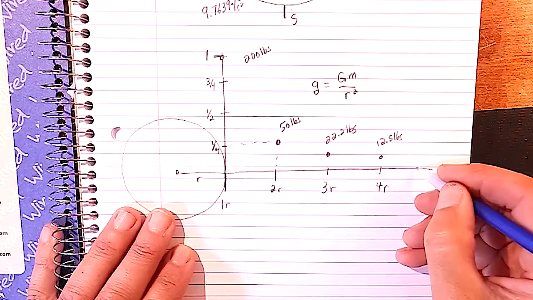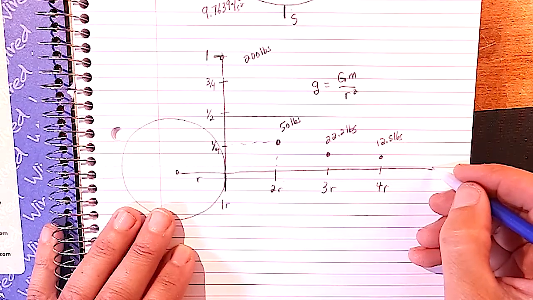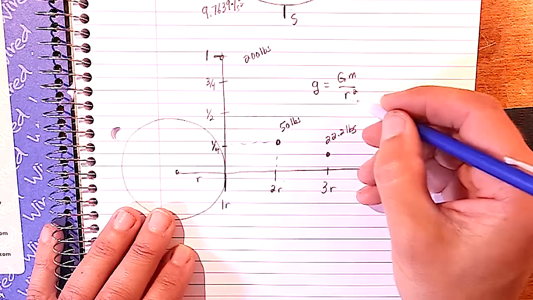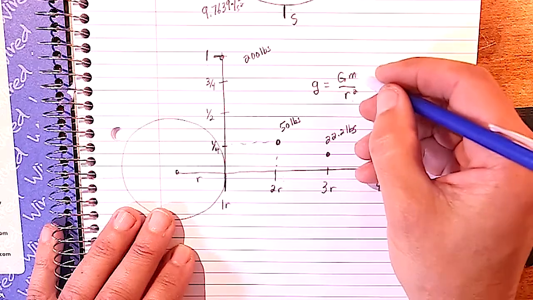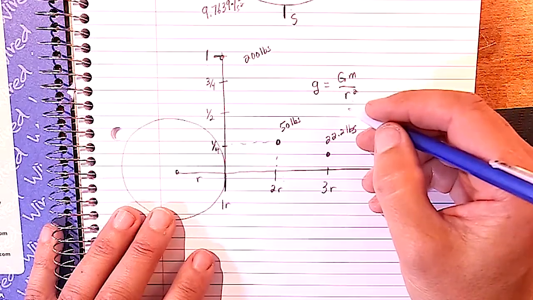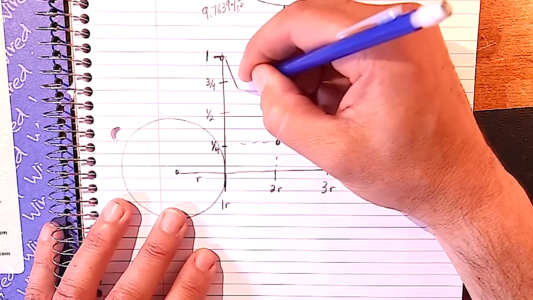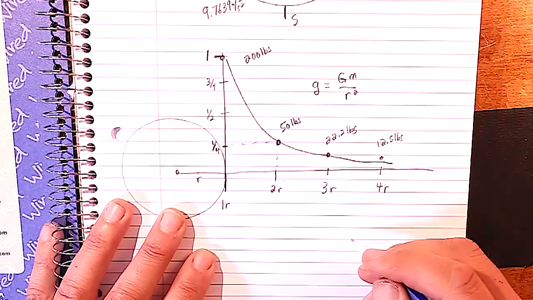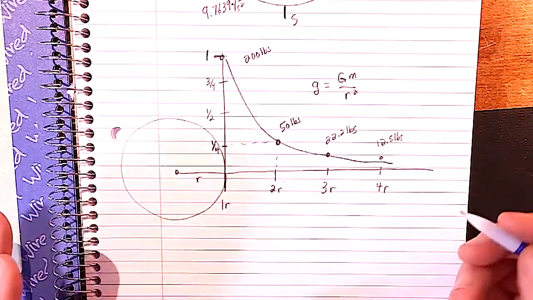Now you can see that this is getting closer and closer to 0, but it's asymptotic because this will always be some number divided by this constant. So we'll always have a g, even though that g approaches 0. So if we graph this, we end up with an inverse square law, something like that. Okay, so that makes sense.